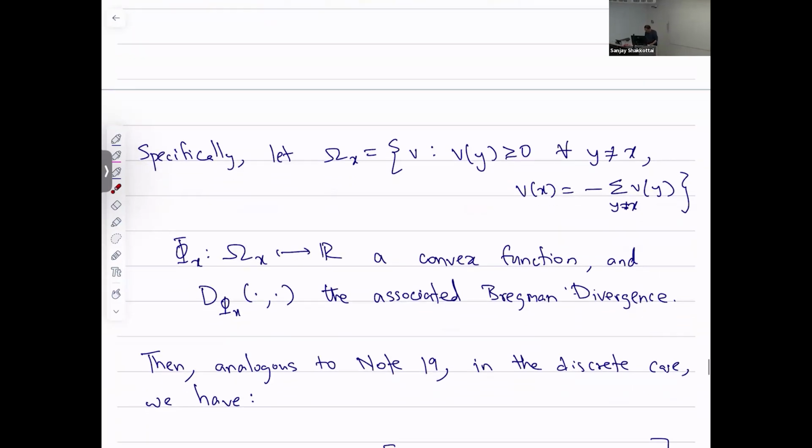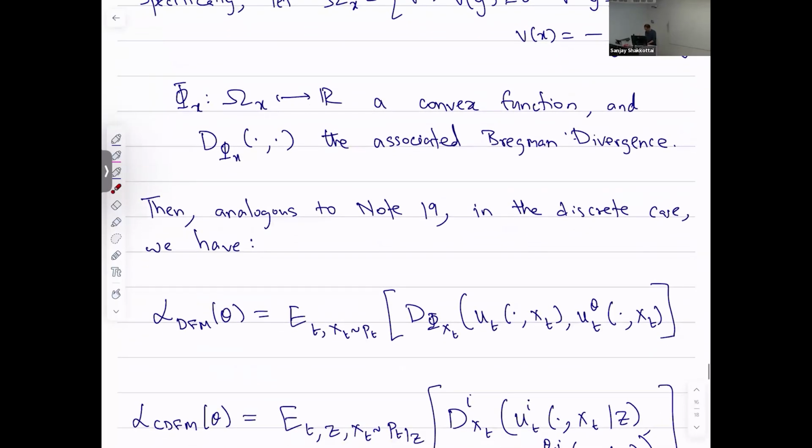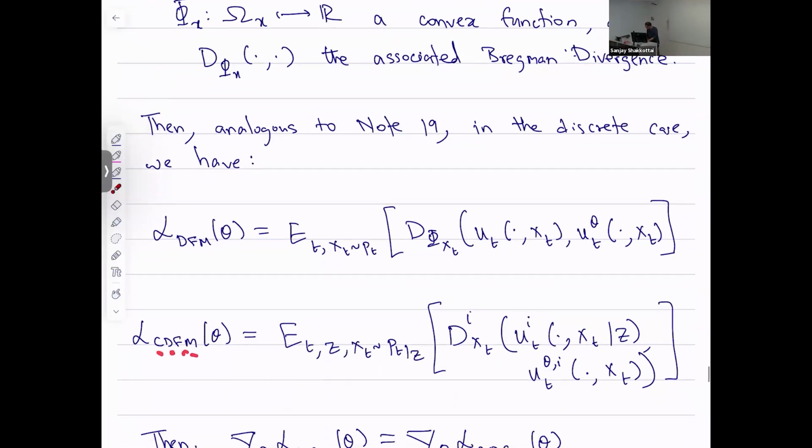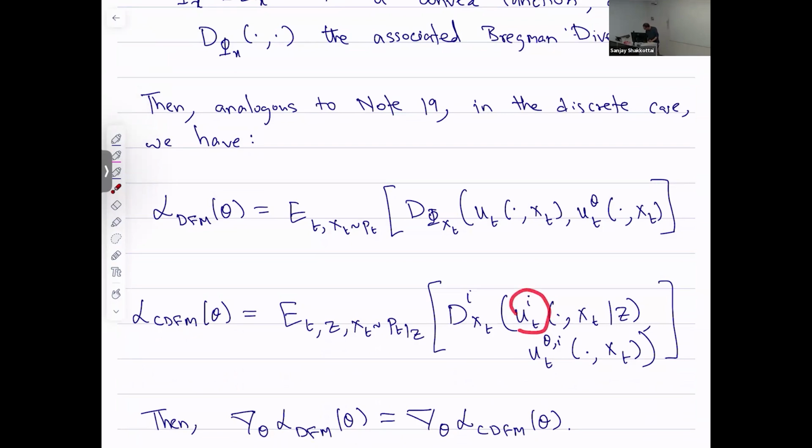And then you can define a convex function phi_x and an associated Bregman divergence over these kinds of vectors. And then you can write the discrete flow matching loss as minimizing such a divergence between u_t and u_t^theta. This is what you'd like to do. Again, this is an analogy to what we did in conditional flow matching. And we can do the conditional discrete flow matching loss between u_t given z and u_t^theta. This side has no z, this has z. Exactly an analogy to the story we saw 10 minutes back.